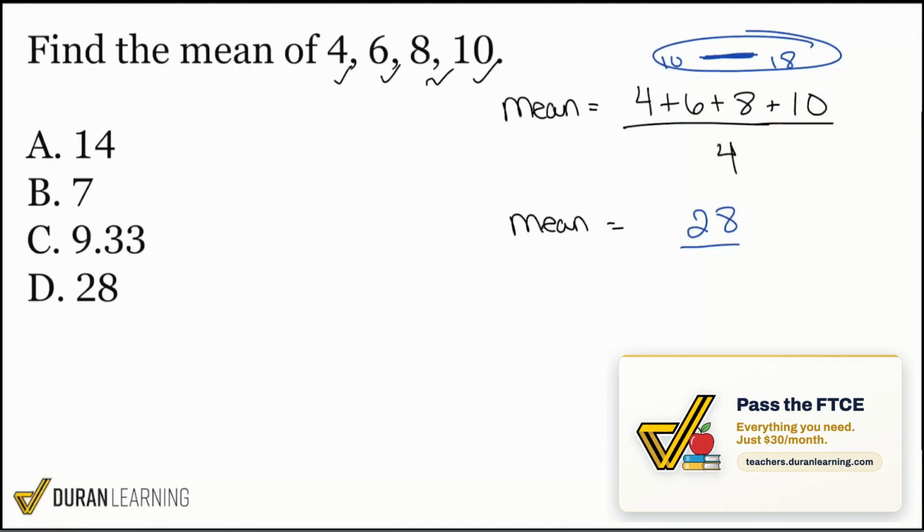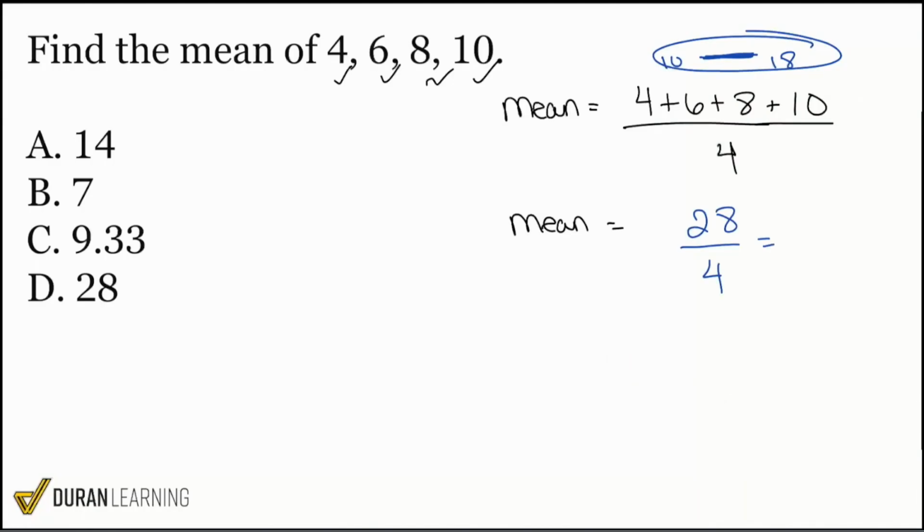So we have 28 divided by 4, and everybody, 28 divided by 4 is going to give us what? Yeah, that's going to give us 7. That's going to give us 7, and that'll conclude this question here.